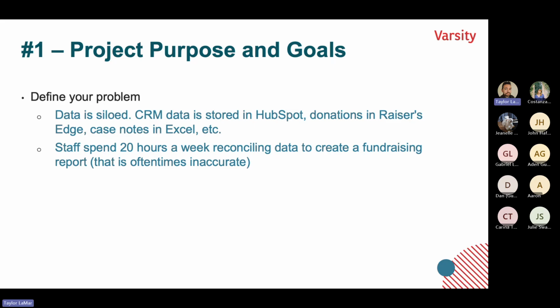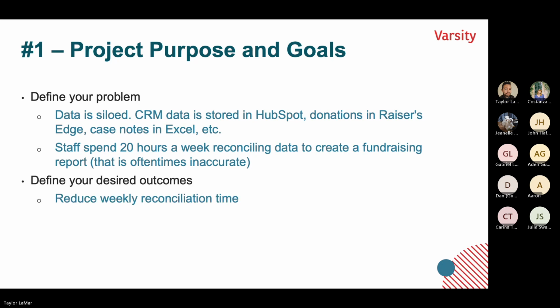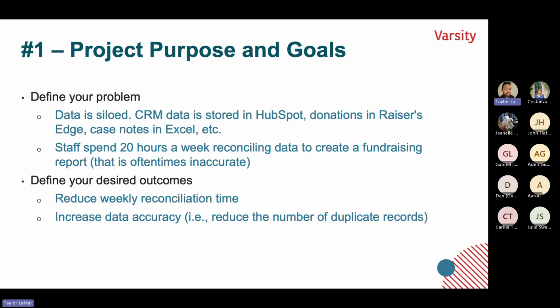And by the way, this problem was identified by interviewing staff. Project coordinators revealed that they spend 20 hours manually reconciling data, maybe removing duplicates or doing whatever else. So let's say that this nonprofit says, okay, we want to reduce the time it takes to reconcile all this data, and we need the data to be more accurate.